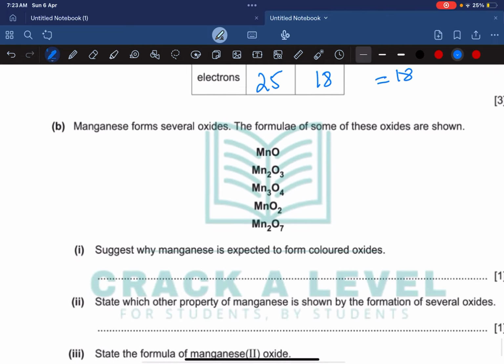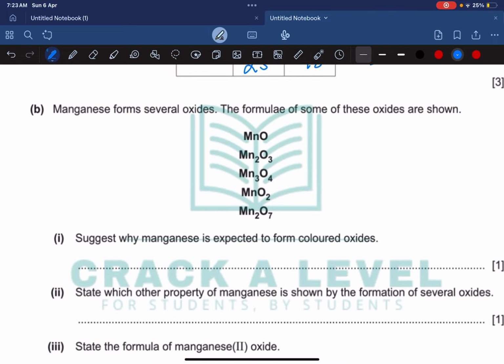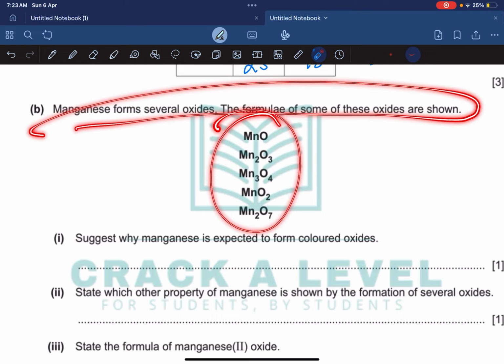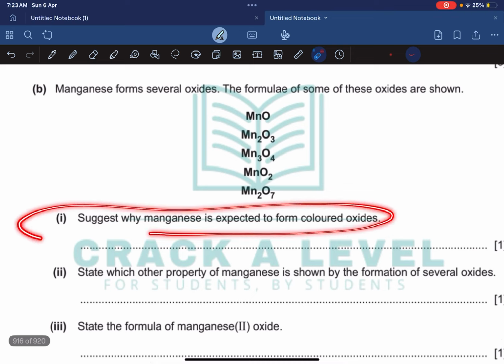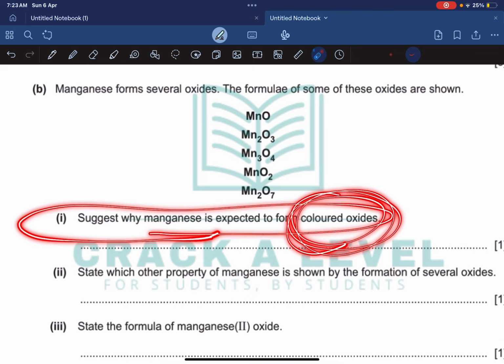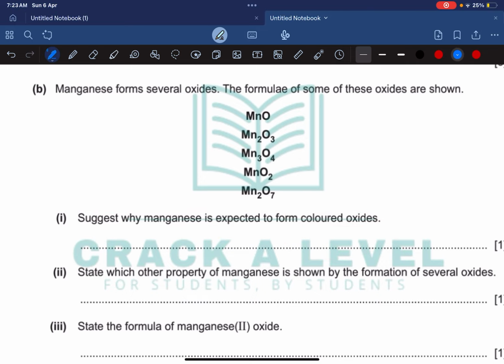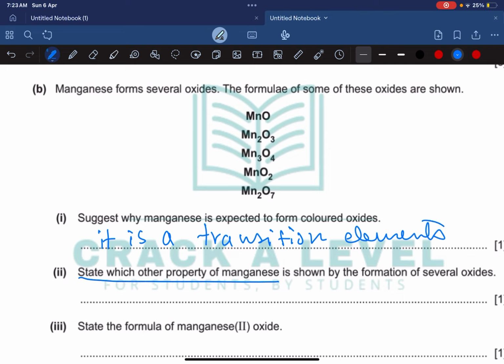Let's move on. Manganese form several oxides. This question is tricky. The formulae of some of these oxides are shown: MnO, Mn2O3, Mn3O4, MnO2, Mn2O7. Suggest why manganese is expected to form colored oxides. Colored oxide was a property of your transition elements because it is a transition element, so you can expect it to form colored oxide. State which other property of manganese is shown by the formation of several oxides.